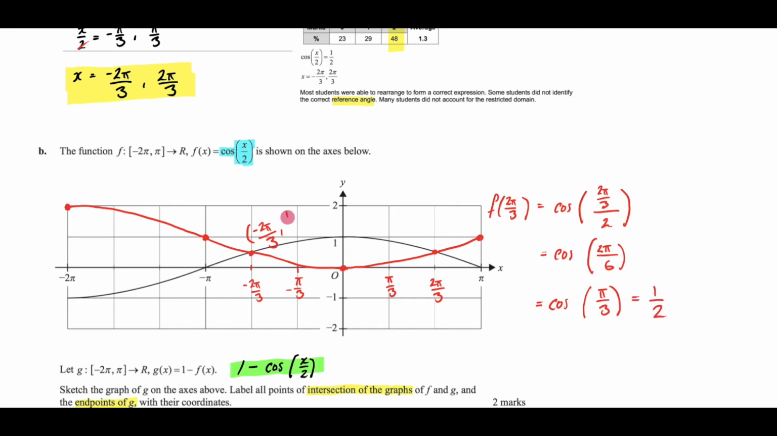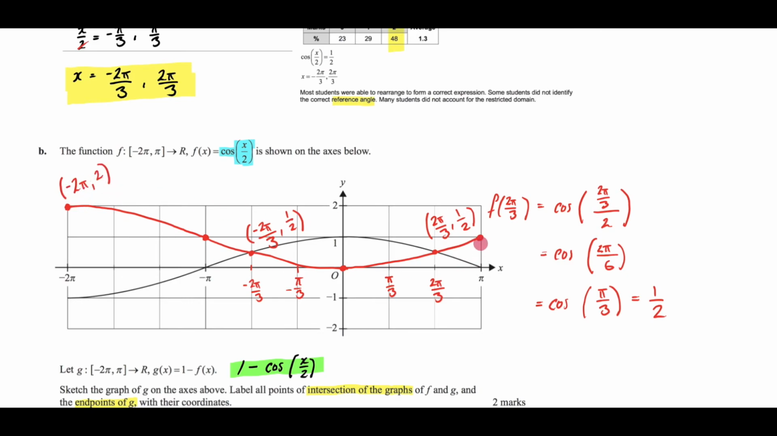So that means this right here is going to be a half. And over on this side, it's going to be 2 pi on 3 and a half again. So those are going to be my intersection points. And we also need to label the end points. This point right here is going to be negative 2 pi and 2.